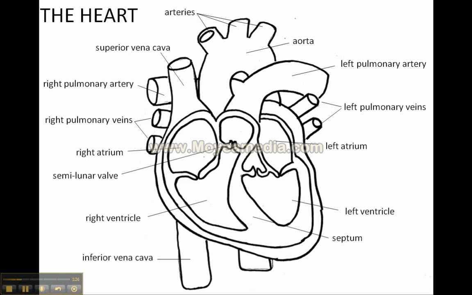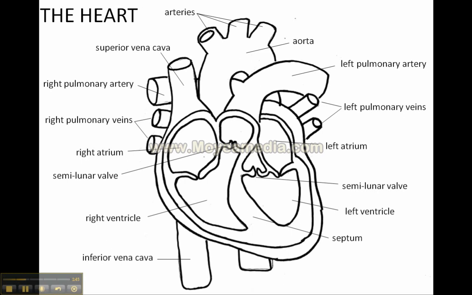There are 2 semilunar valves, named for their half-moon shape, which prevent blood from flowing back into the ventricles when they are relaxed. One semilunar valve is located where the right ventricle meets the pulmonary artery, and the other is located where the left ventricle meets the aorta.